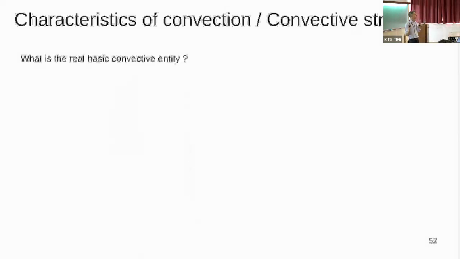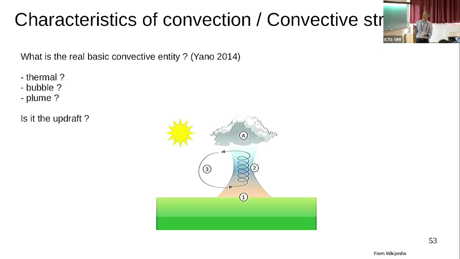But, philosophical question, what is the real basic convective entity? Right? This is not an easy question. I think people are still trying to find out what the real basic convective entity is. Not so sure, but we can have some ideas. We can have some hypotheses. Could it be a thermal?